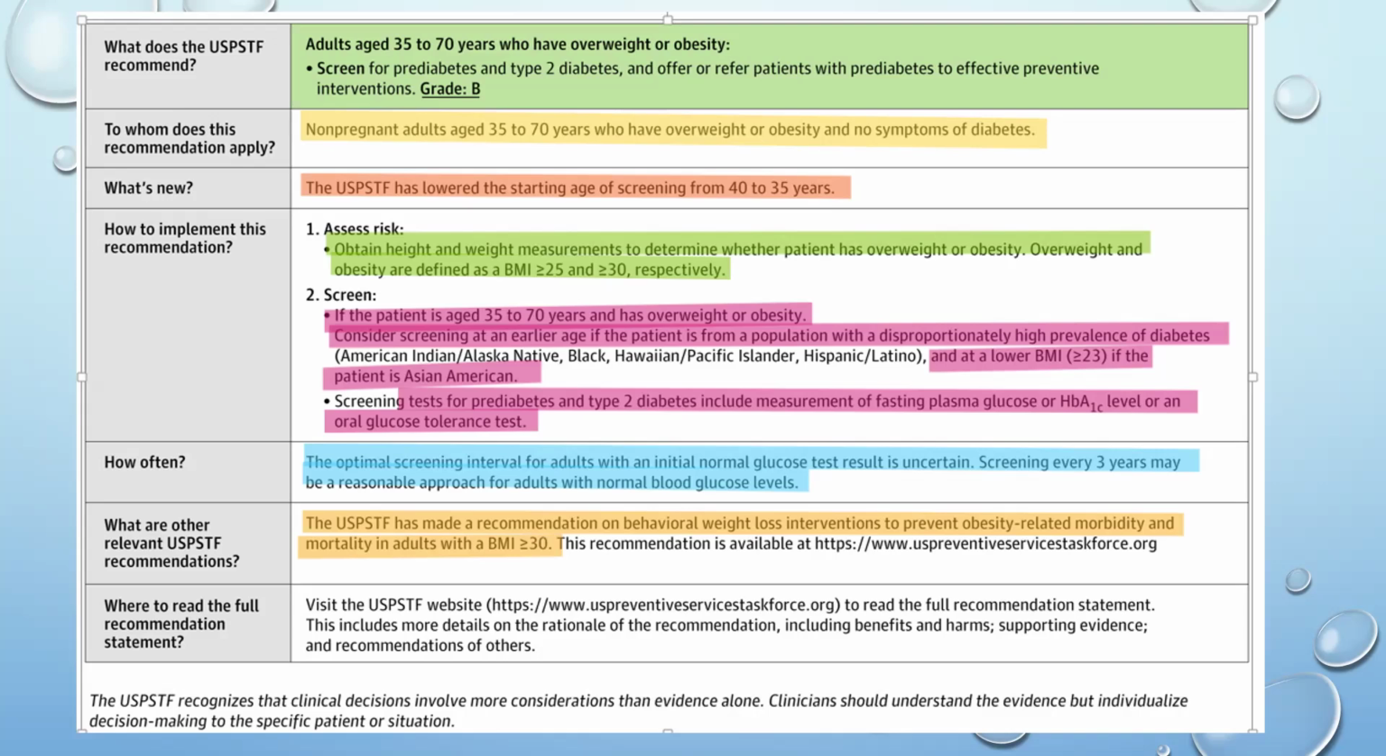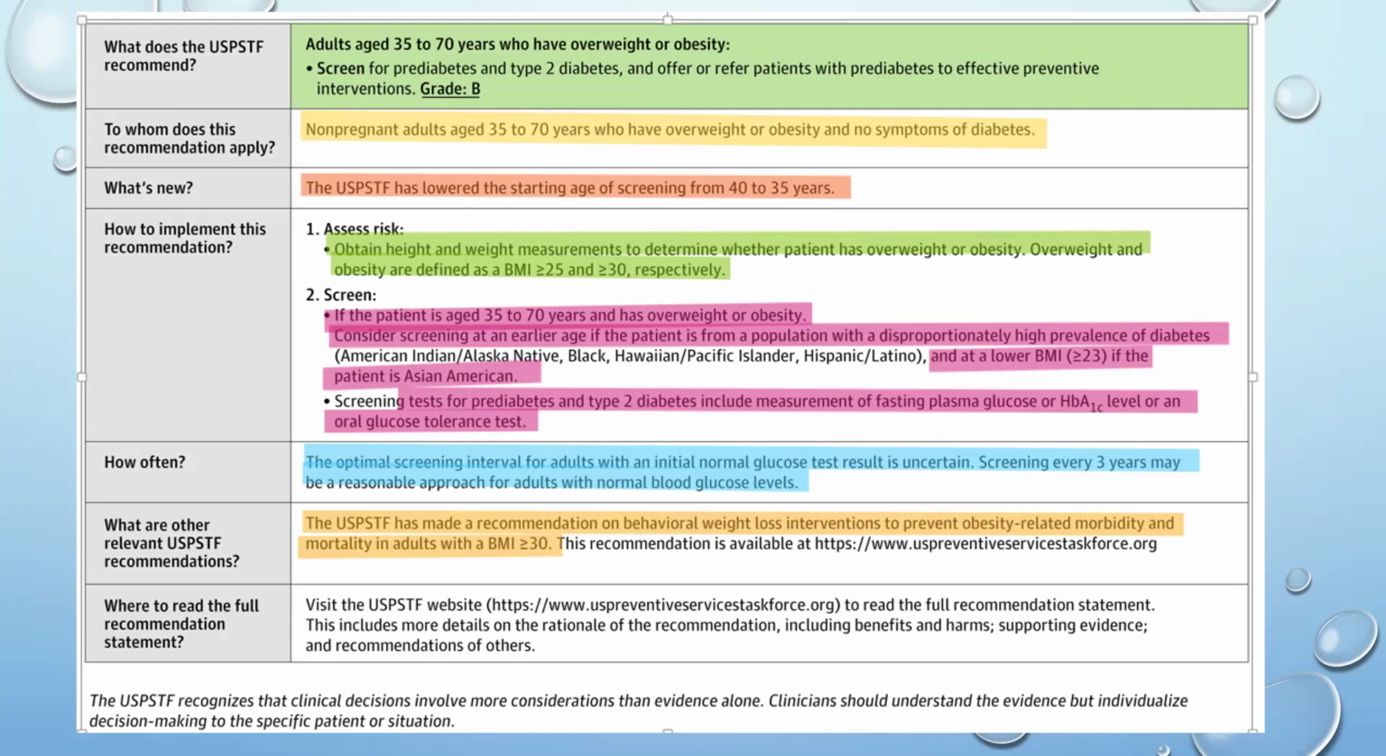So screen if the patient is between the age of 35 to 70 years and is overweight or obese. Consider screening at an earlier age if the patient is from a population of disproportionately high prevalence of diabetes, as we have already discussed, if he is an American Indian, Alaskan Native, or South Asian, and at a lower BMI of greater than 23 if the patient is Asian American. Screening tests for pre-diabetes and type 2 diabetes include measurement of fasting blood glucose or HbA1c level, or an oral glucose tolerance test.